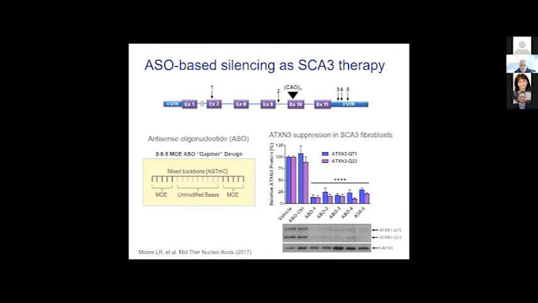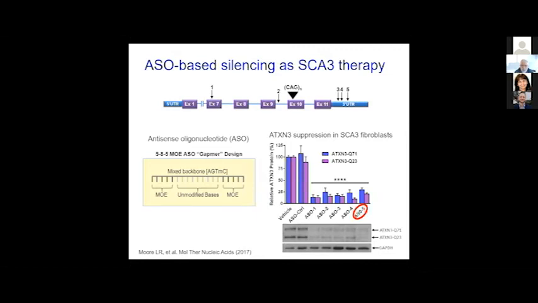We've identified many different ASOs that can target the ataxin-3 gene. Here we looked at 5 in mouse embryonic, human disease SCA3 fibroblasts that expressed normal and expanded ataxin-3, and all were very good at decreasing levels of both the disease protein and the normal version of the protein.